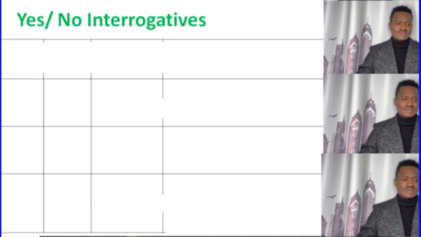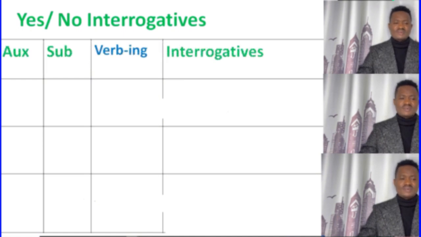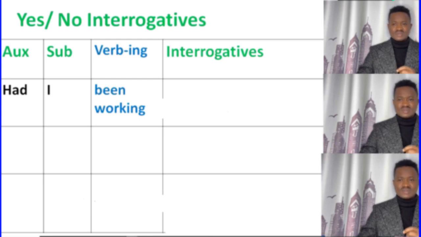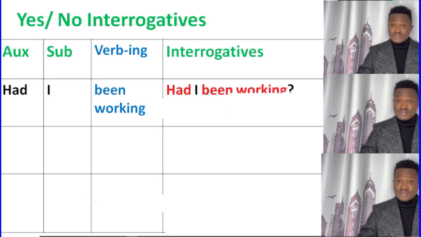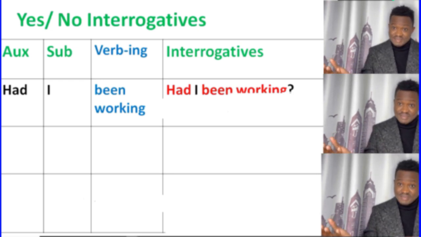Okay, guys, let's go. Auxiliary verb, subject, verb ing, interrogative. The interrogative is the question form. Let's go. Had. So the subject is going to be what? I. The be verb is a state verb. Walking is a verb ing. So now the interrogative form is going to be, had I be walking?